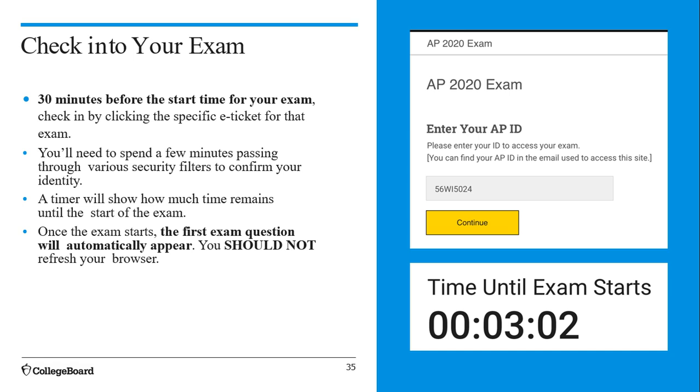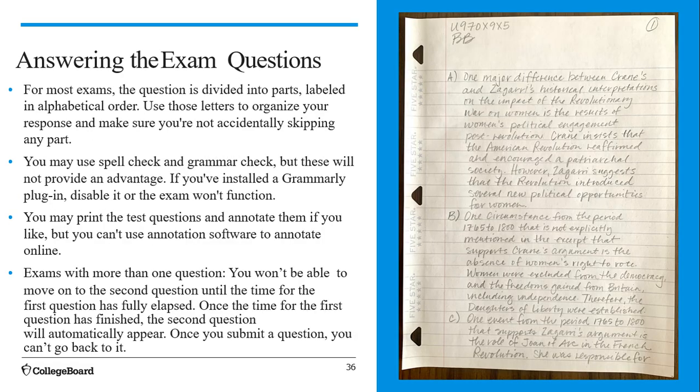Once the exam starts, the first exam question will automatically appear. You should not refresh the browser. You don't want to hit refresh. You don't want to hit back. You don't want to hit forward. Answering the exam questions. For most exams, the question is divided into parts, labeled in alphabetical order. Use those letters to organize your response to make sure you're not accidentally skipping any part. So you need to make sure you're answering every part and it's clearly labeled. If people can't follow your work, they can't grade your work.